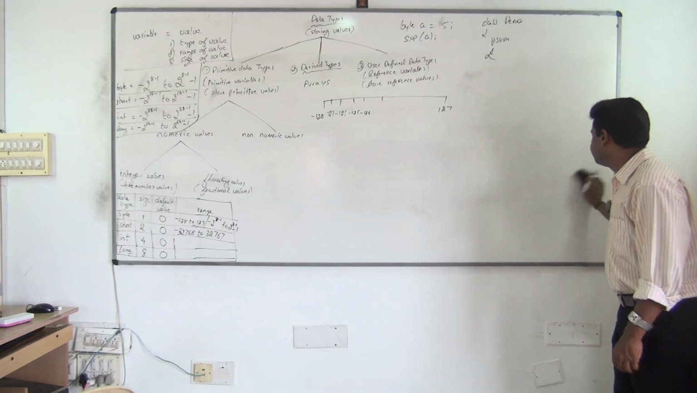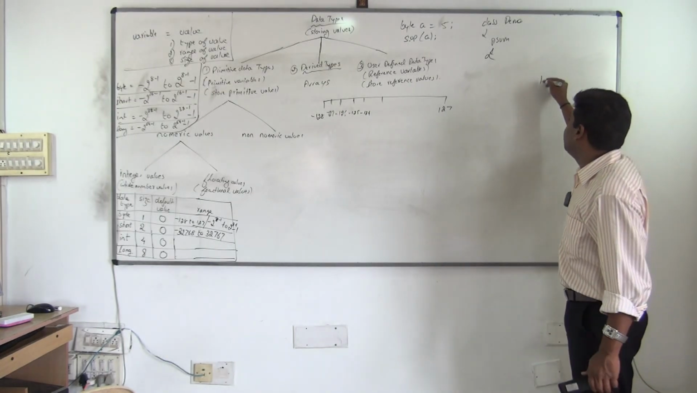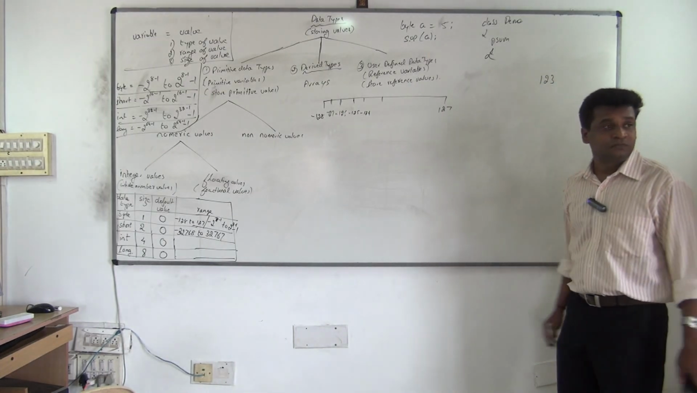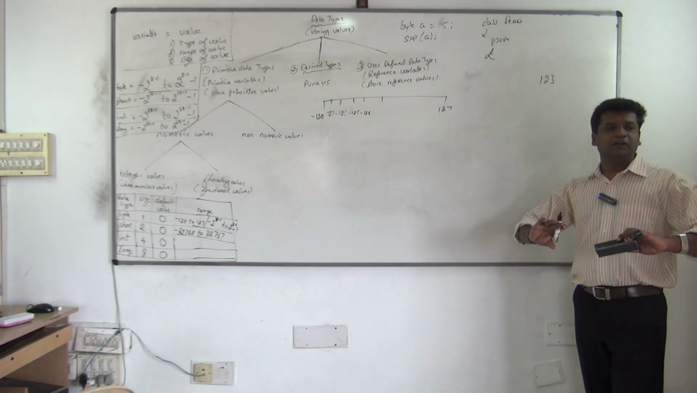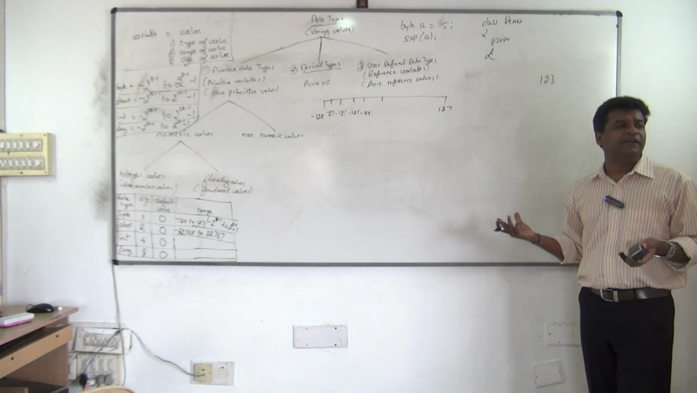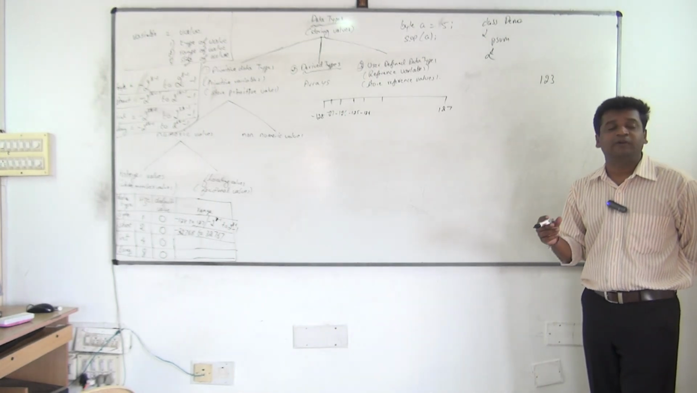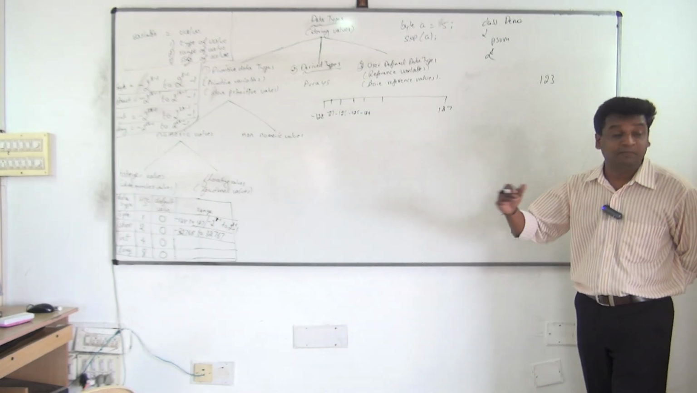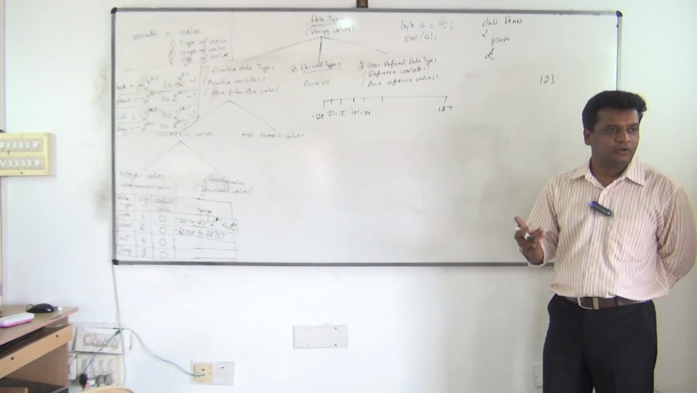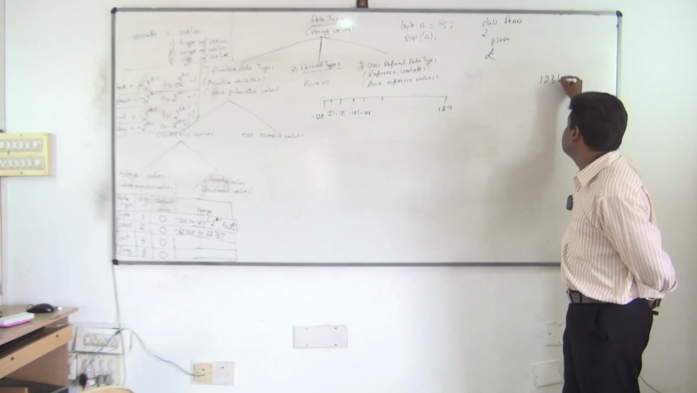Sometimes, see here, this is the value I want to store, 1, 2, 3. By default it will take it as an integer value and store it. But I want it to be of type long. So at that time what you can do is add the suffix L.